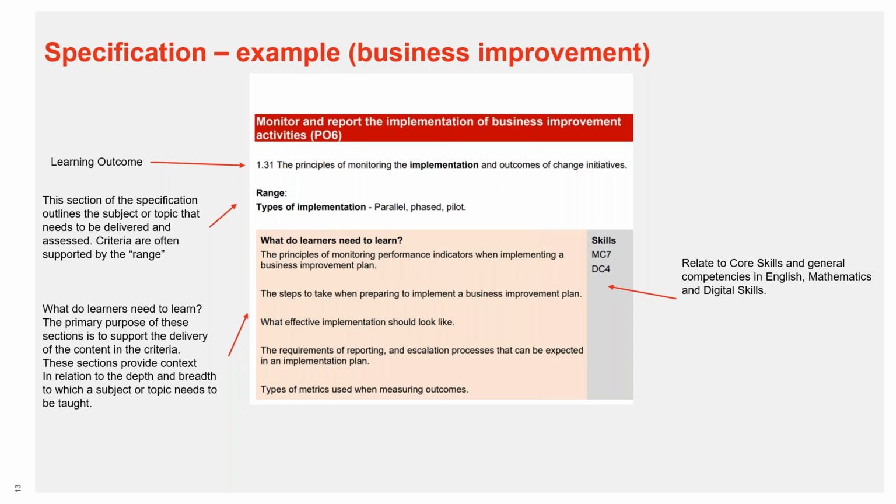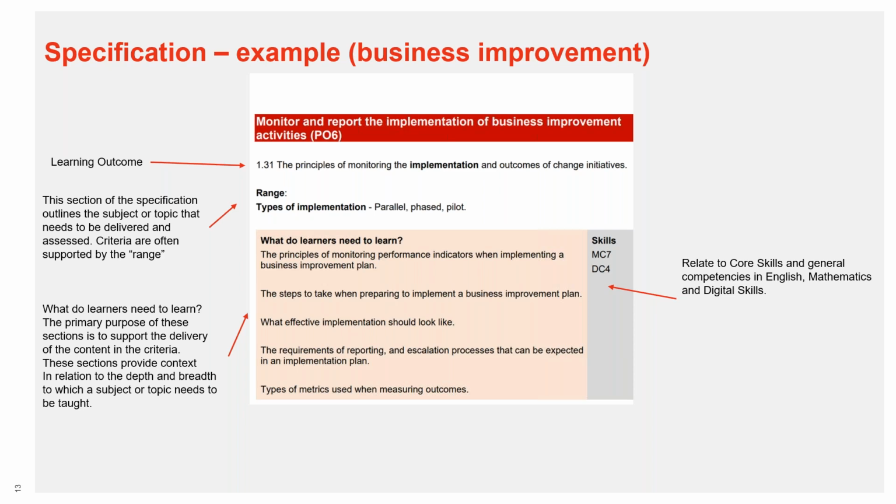And of course, there's a range. So the range outlines the topic that needs to be delivered. What learners need to learn is the key. So the range must be delivered in full, but what do learners need to learn goes into a bit more of the granular detail. It's to support delivery of the content in the criteria, and it basically highlights context in relation to the depth and the breadth of the subject area.